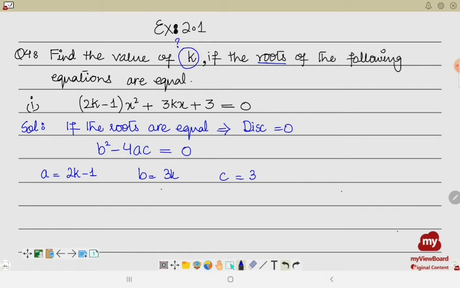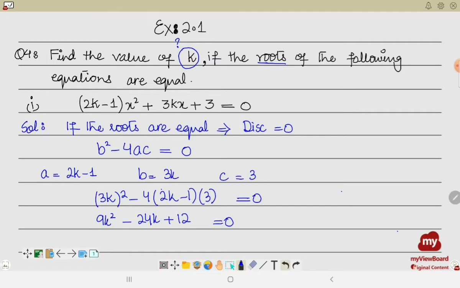We are going to insert these values in the formula for discriminant, and then simplify it and find out the value of k. So instead of b we'll write (3k) whole square minus 4a and then c. So we are going to solve it further. 9k square, 3 times 12, 2 times is 24k, and minus 12 is equal to 0.